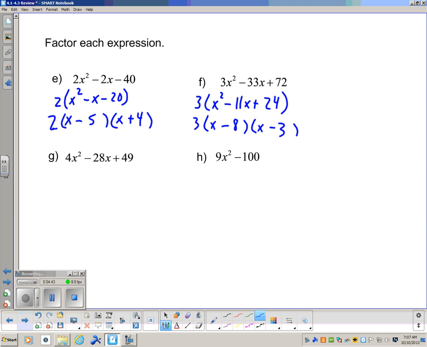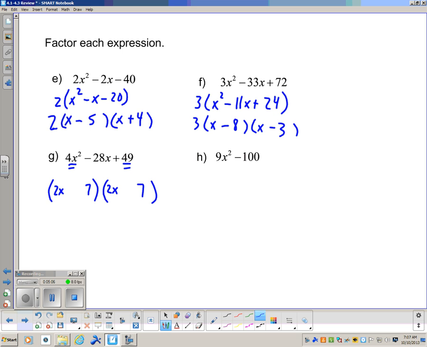Letter G there, not seeing a GCF there, thinking, well, maybe, because I can take the square root of my first term and I can take the square root of my last term there. I'm thinking it might be one of those perfect square trinomials. So I'm going to go ahead and think, oh, square root of 4x squared there is 2x. I'm just going to try it out and see if this works. Square root of 49 there is 7.